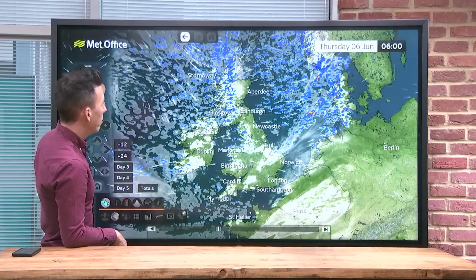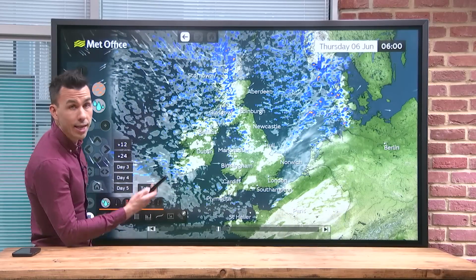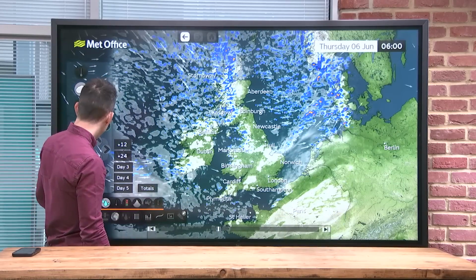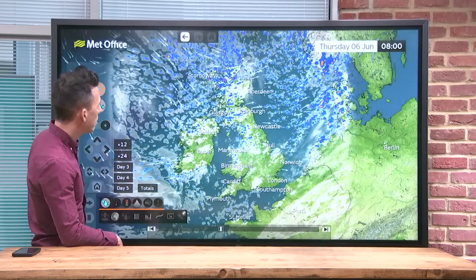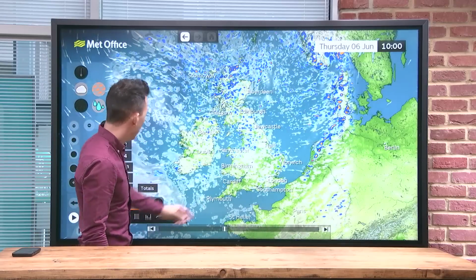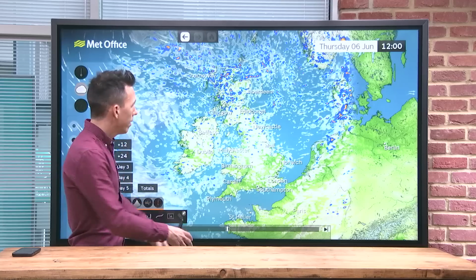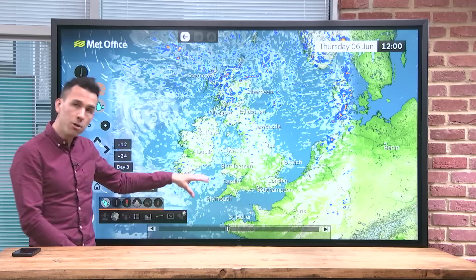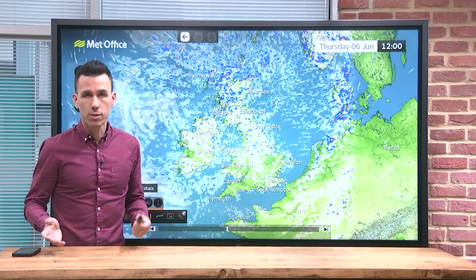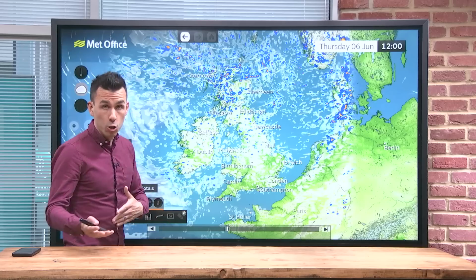Skip forward to Thursday. Really, it's more of the same. A clear start to the day, a quite chilly start in many places, but we've got further shower development, further cloud development as the day goes on. So the sunniest part of the day will be in the morning. The cloud builds. Again, mostly dry in the south with some bright or sunny spells, but a cool breeze.